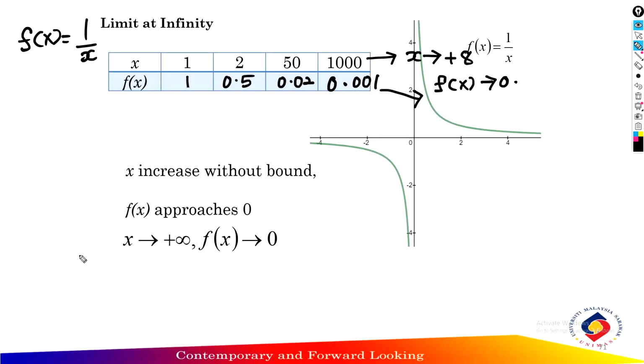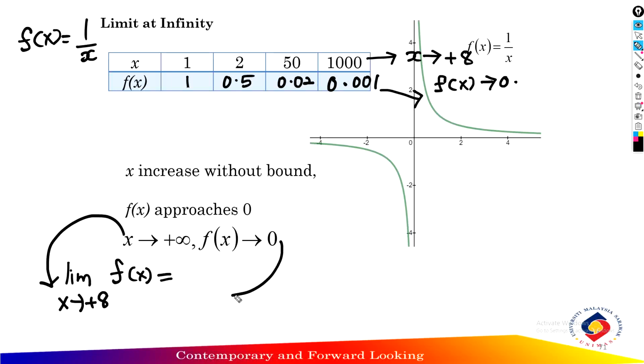When you write down the notation of the limit at infinity, you write the limit as x approaches positive infinity of f(x) equals 0. So the limit of 1 over x equals 0. And check the graph of the rational function.